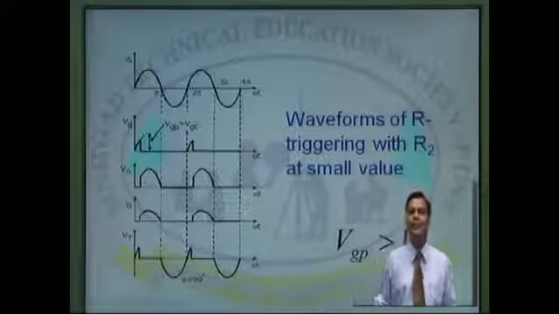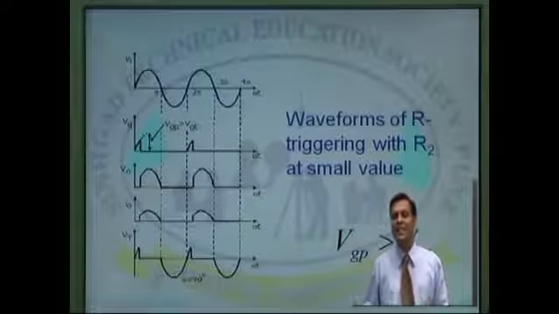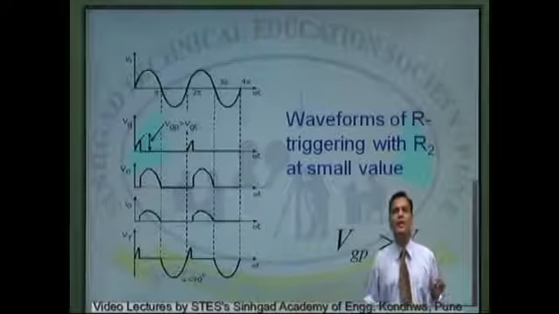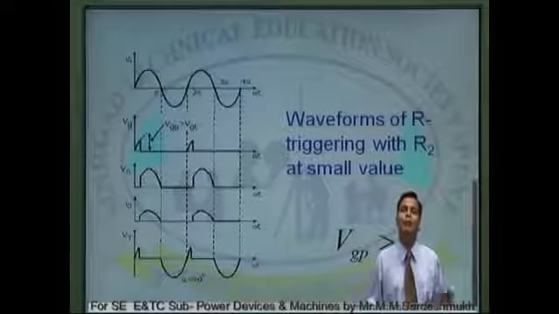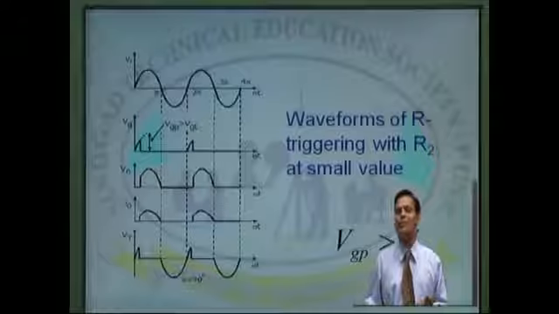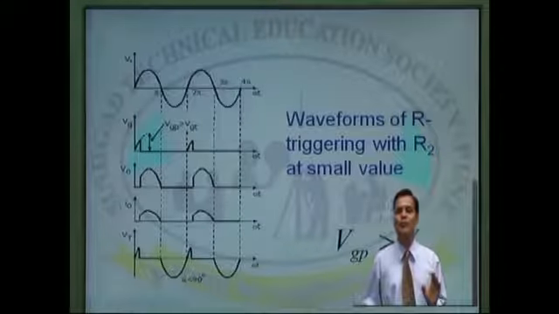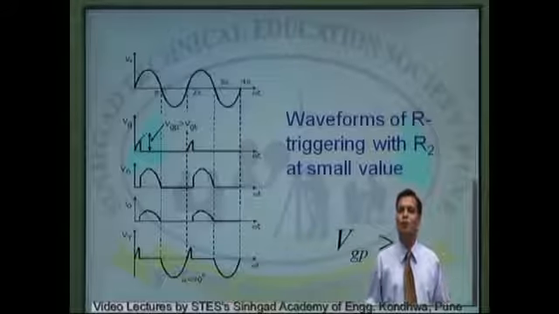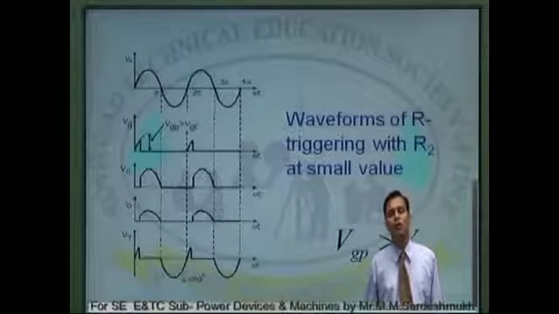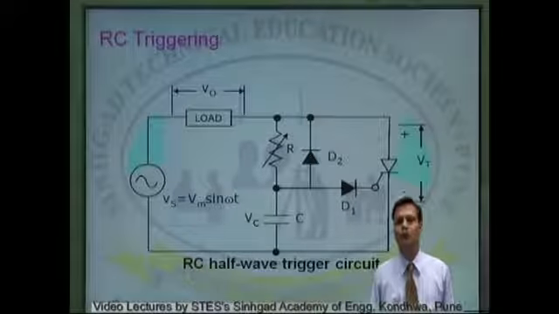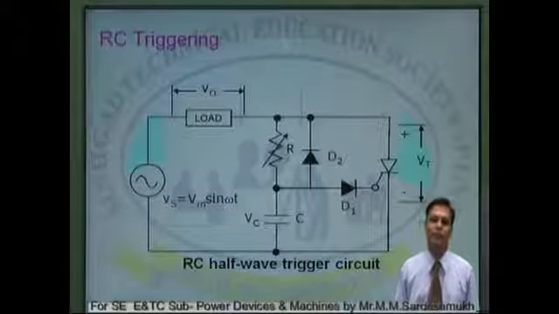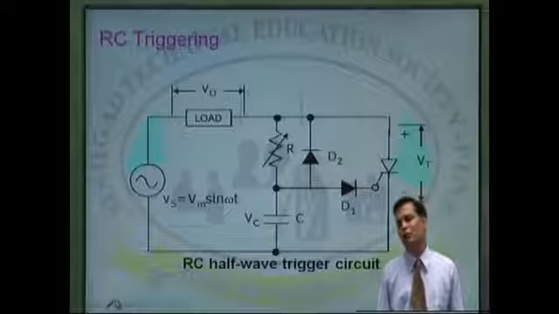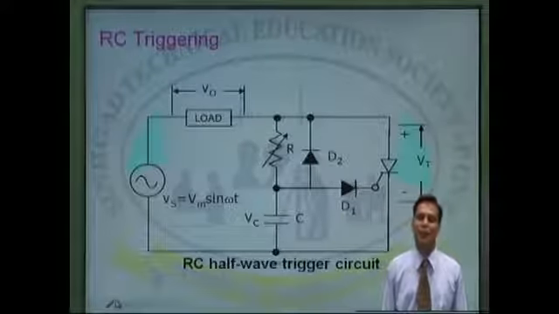One more drawback of R triggering is that we cannot get precise firing angles. In R triggering we are controlling only one parameter of the signal, that is the amplitude, and because of this these two limitations come up. You can observe the three waveforms: one for R2 very high, next R2 optimum, and next R2 very small. So R triggering suffers from two severe disadvantages: we cannot control the firing angle beyond 90 degrees, and precision control is not possible because we are controlling only one parameter, that is the magnitude of the signal.